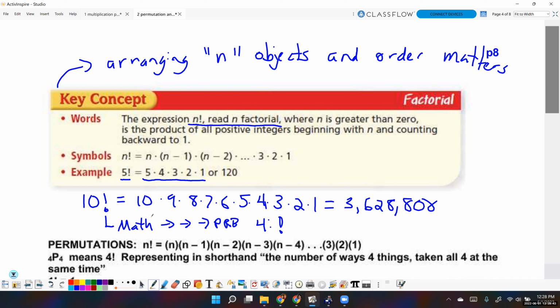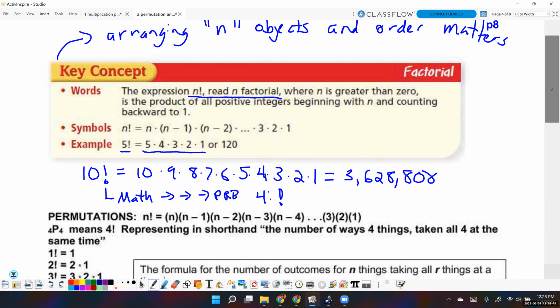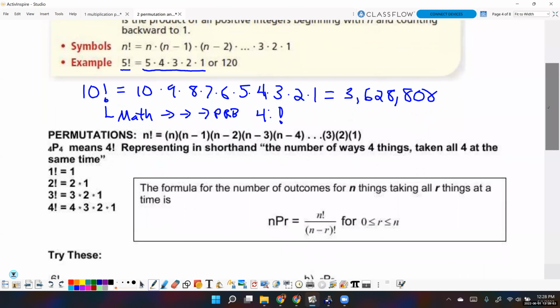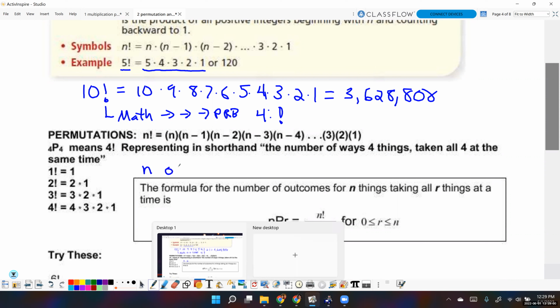Now, let's say we're not arranging everything. Let's say we have some things we're arranging on a shelf, but we're not going to arrange everything. We're just going to arrange a few of them. That's called a permutation, right? A permutation, if you have n objects, everybody write this down.